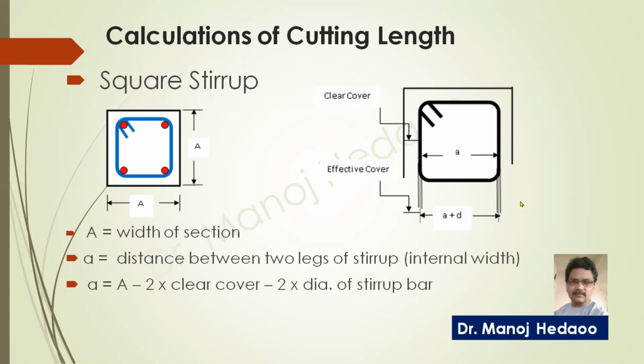Now friends, again in some books this a is taken as external width, that is capital A minus 2 times clear cover, but effectively it should be small a equal to capital A minus 2 times clear cover minus 2 times diameter of stirrup bar. So that you have to remember, where D is diameter of stirrup bar.